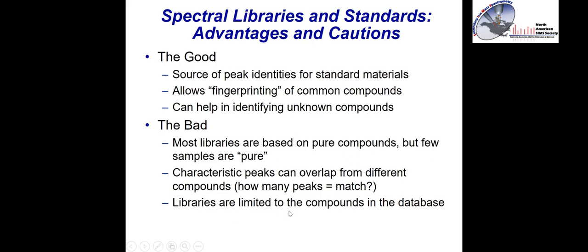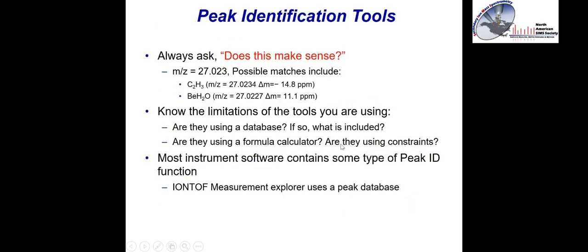And then it's also important to remember that the libraries are limited to whatever's in the database. So they don't contain everything. So I always ask myself, does this make sense? For example, if you use a low mass peak like 27.023, the two best possible matches are C2H3 with a part per million error of 14.8, or BeH2O, which is even lower at 11.1. However, I've never analyzed anything that had beryllium on it, so it's not logical to assume that we have a beryllium compound, even though it has the lowest part per million error.